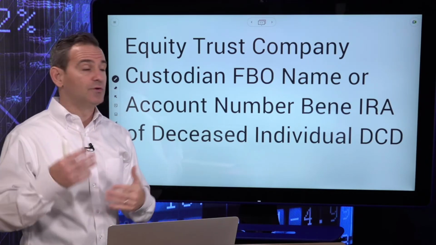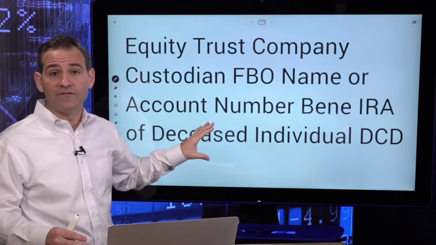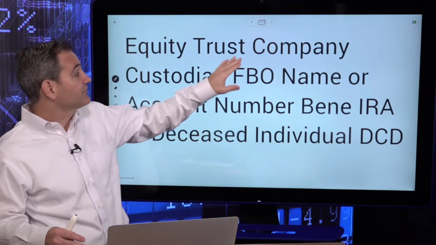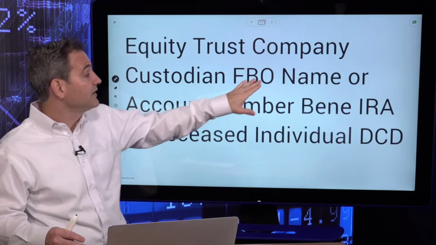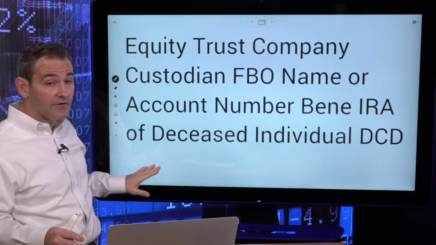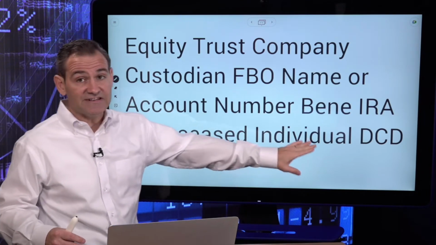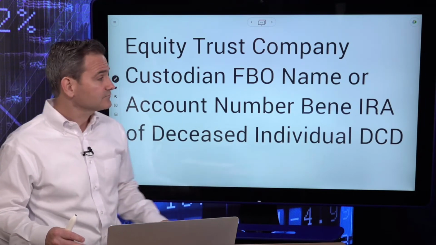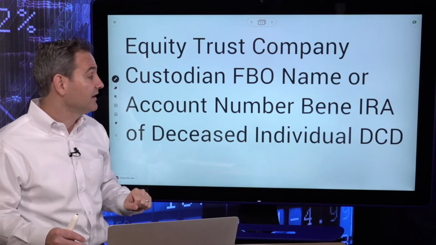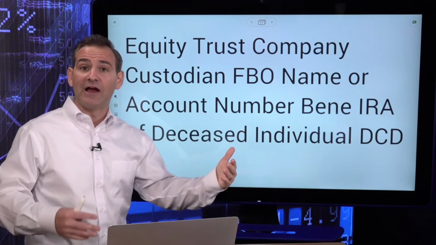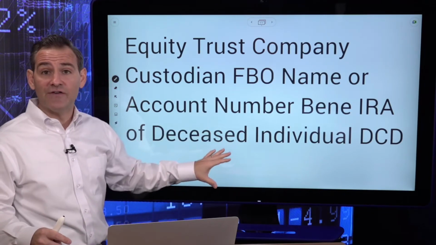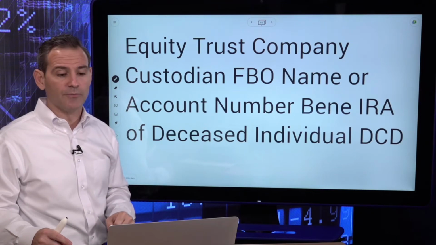So let's say you inherited your IRA from your father and your father's name is John Smith. So it'd be Equity Trust Company, custodian, FBO, your name or account number, Beneficiary IRA of John Smith DCD, which stands for decedent. So you have to, again, make sure that you have the appropriate inherited IRA titling. If you were partnering an inherited IRA with your traditional or Roth, then you would use that undivided interest titling that I showed you a moment ago.